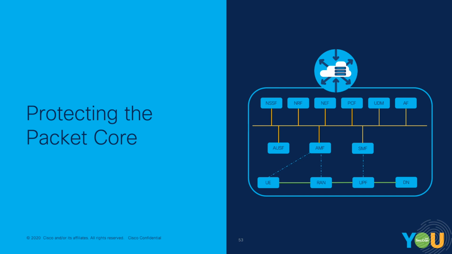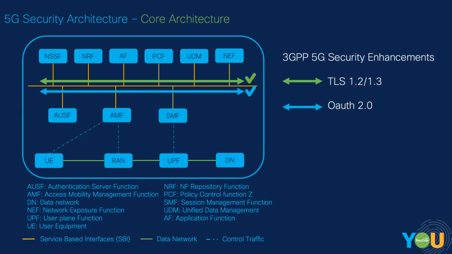Now, we know virtualization, we know what it can do, and there are controls which it provides, and there are threats which it comes with. Knowing all of this information, how do you protect the packet core? Good thing about 3GPP is it has security embedded.